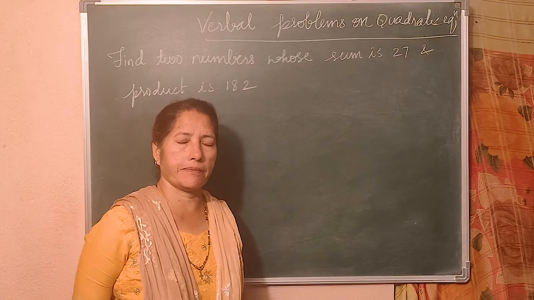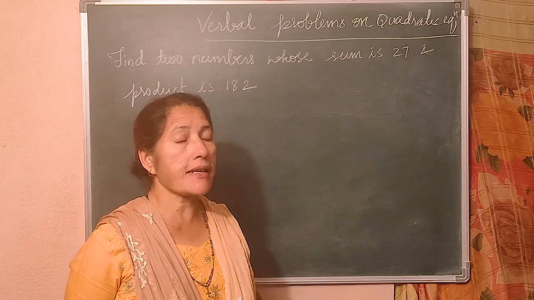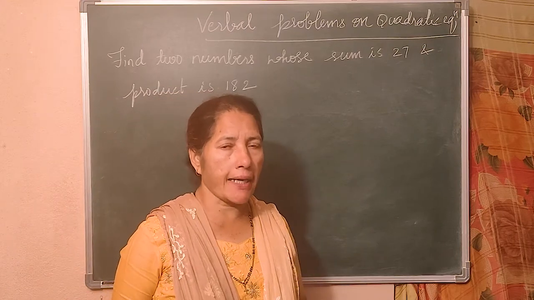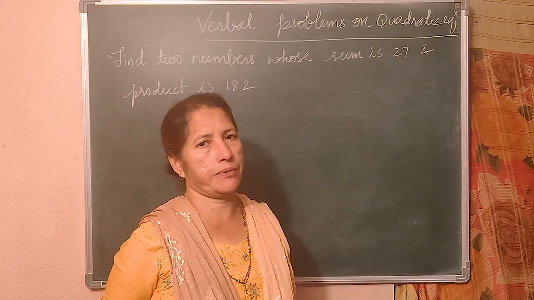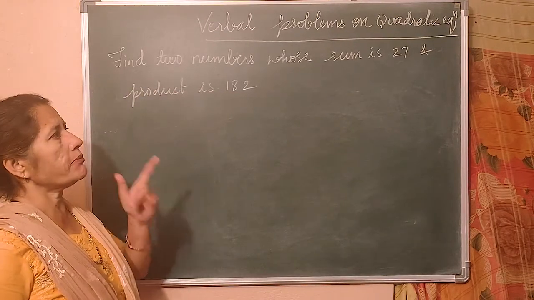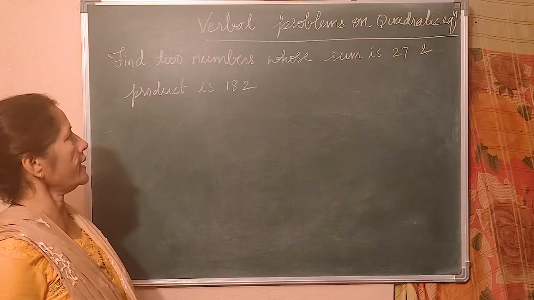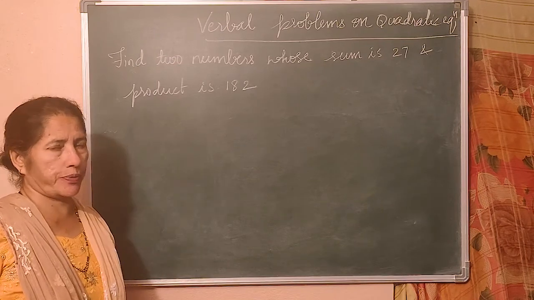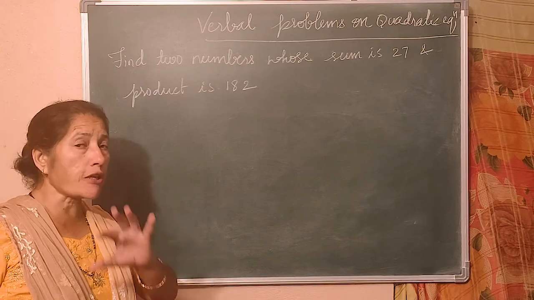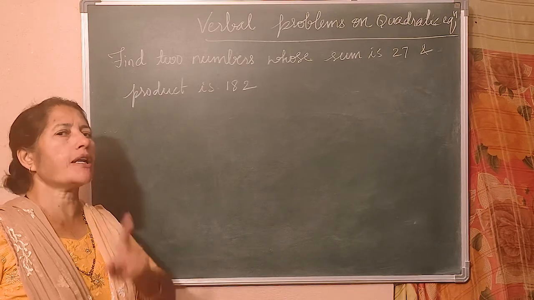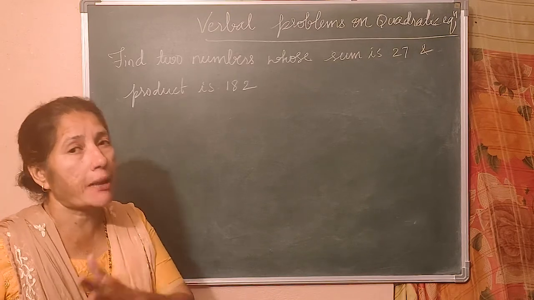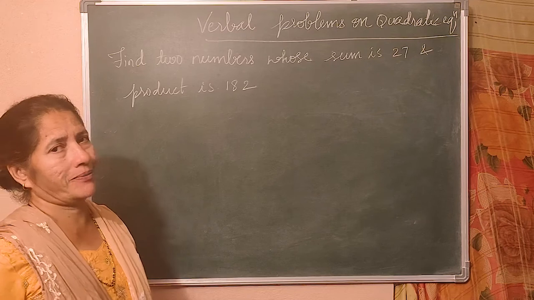Hello everyone. In the last class we studied some of the verbal problems, and let us continue. Today's first problem is: find two numbers whose sum is 27 and product is 182. Always remember, you have to try to form a quadratic equation with one variable. You cannot say, let one number be x, another number be y, right?